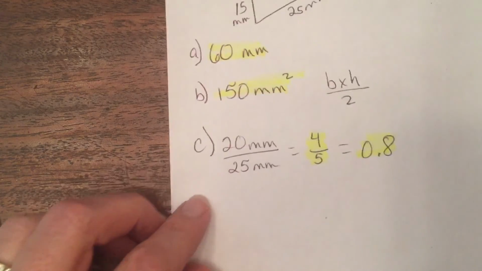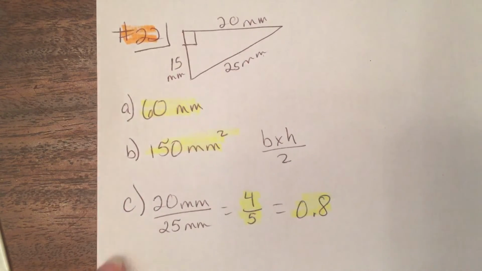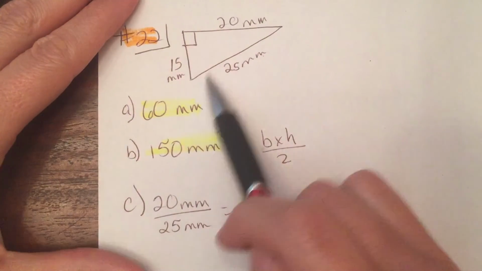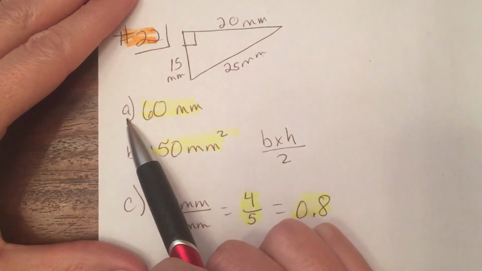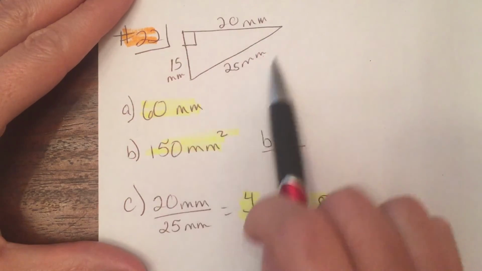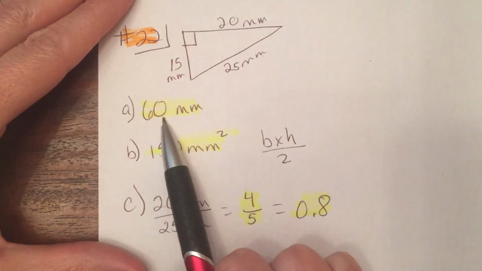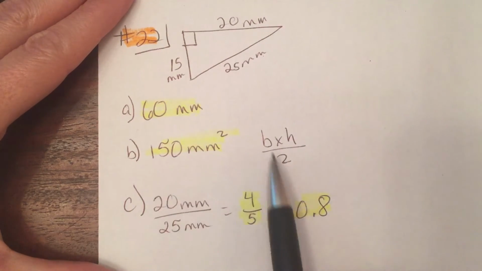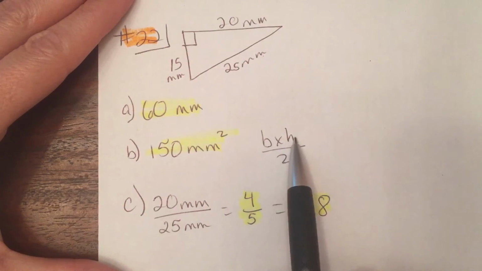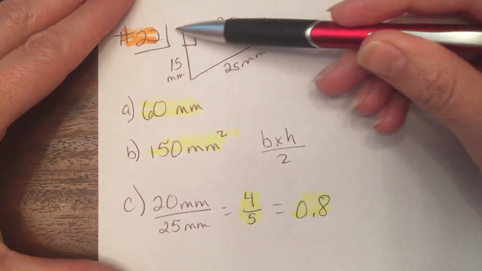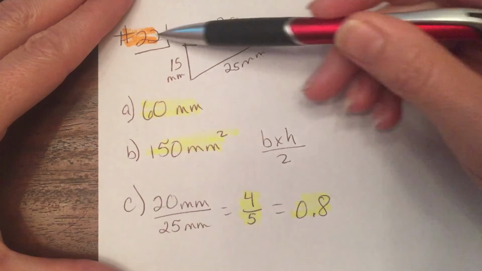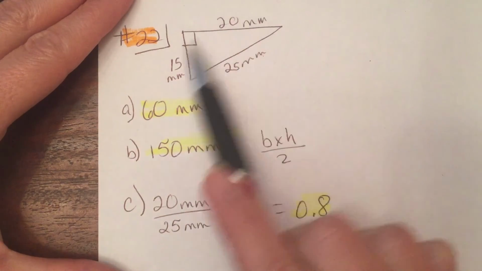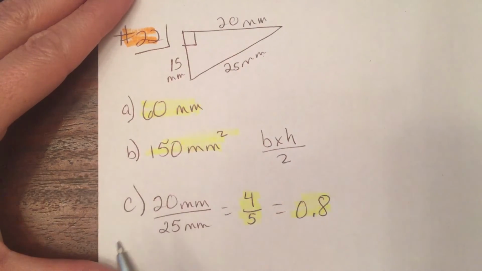Okay, last one. Number 22. We have a right triangle here, and A asks us for the perimeter. Perimeter, I just add all the sides, and you get 60 millimeters. For B, they want the area. Remember, area is base times height divided by 2, and the base and the height have to be perpendicular to each other. So 20 times 15 is 300, divided by 2 is 150 millimeters squared.